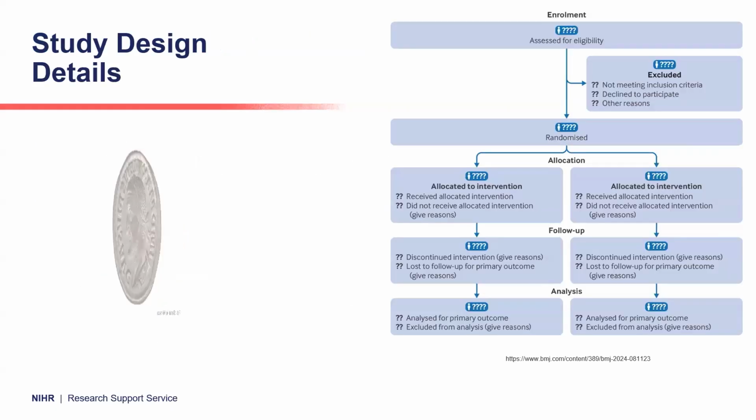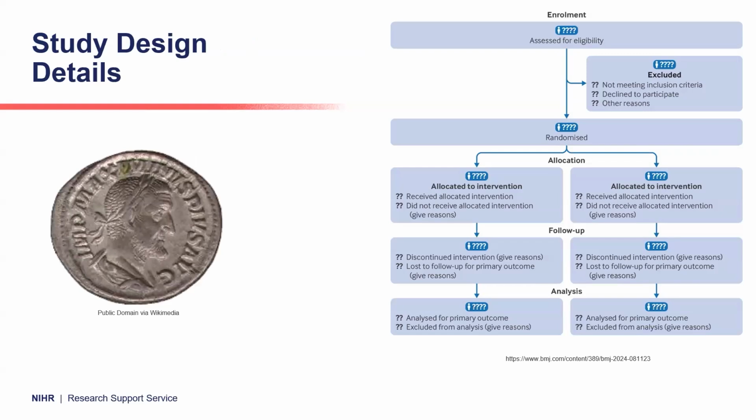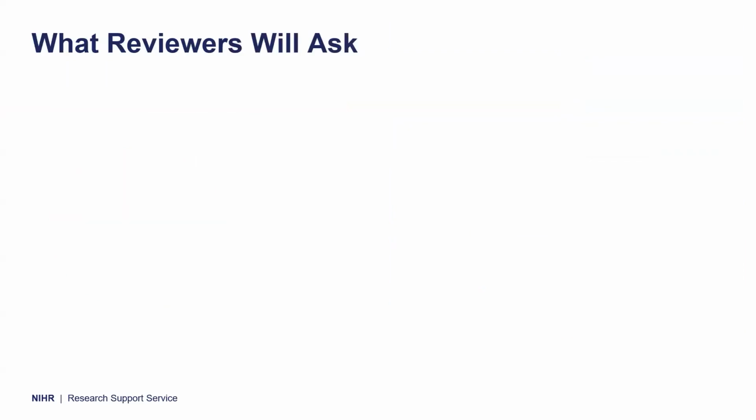So firstly, thinking about study design and the sorts of things that reviewers will be looking for there. So what will reviewers ask? Well, the first thing is, is the design clear? So do they know what you're doing? Have you stated this is a randomized controlled trial or this is a realist evaluation? So have you said up front what the design is?